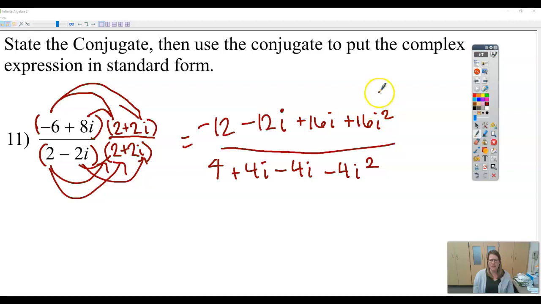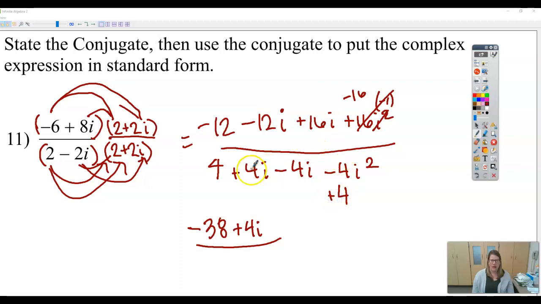So remember, i squared equals negative 1, so I can replace that i squared with negative 1. So this would become a minus 16. So I have negative 12 minus 16, which is negative 28. And then negative 12i plus 16i would be a positive 4i. So that's the numerator. On the denominator, negative 4i squared is going to become a positive 4. And 4i minus 4i cancels out.